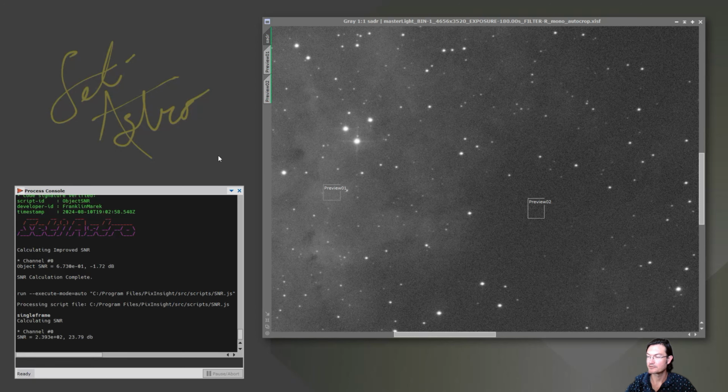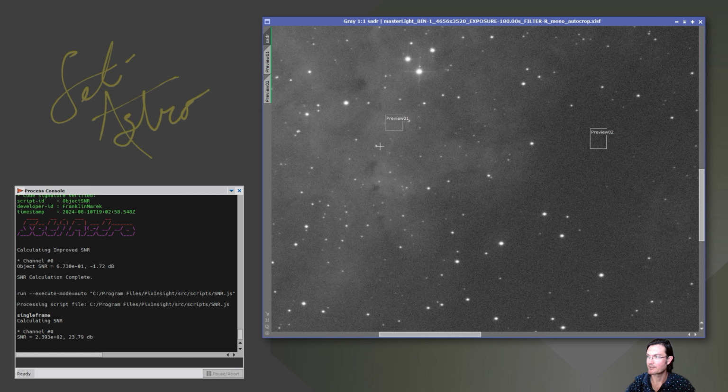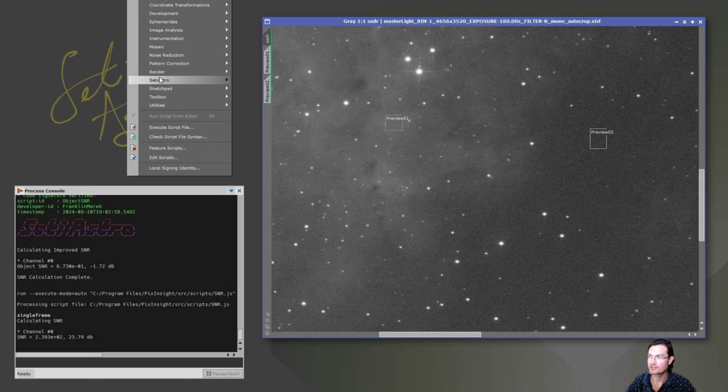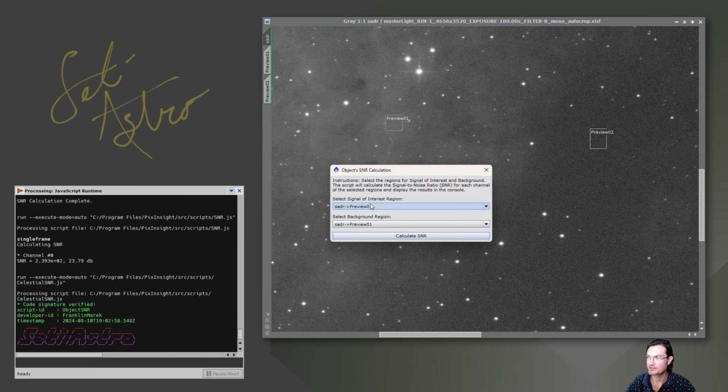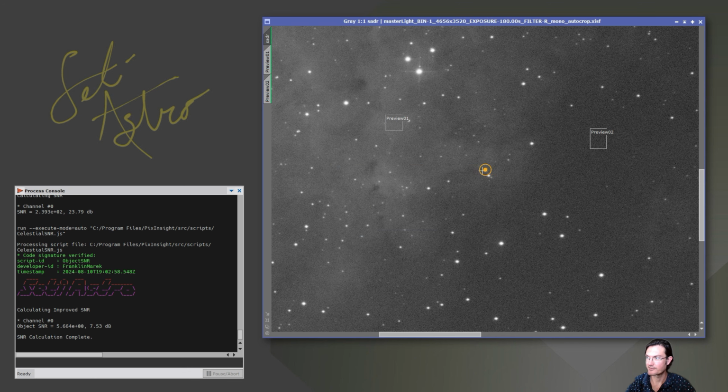I do want to demonstrate one more reason why just looking at SNR really doesn't matter. So I have the region near Cedar here, and we have a spot with nebulosity, and then we have a dark spot we're going to use as our background to subtract from. So let's pull up the object signal to noise ratio calculator. We'll calculate the SNR. It has 5.6 or a dB of 7.5. So pretty low, but it is what it is.